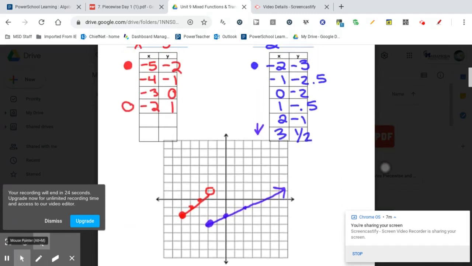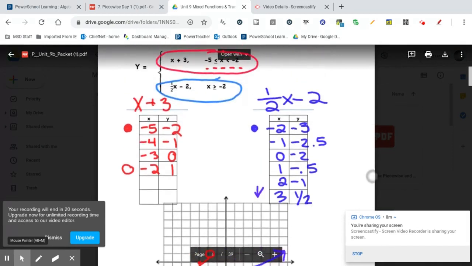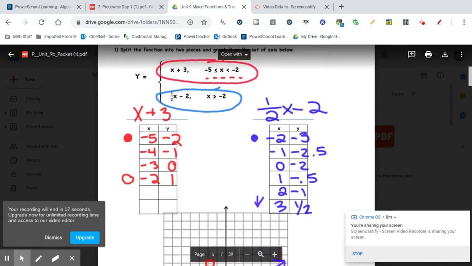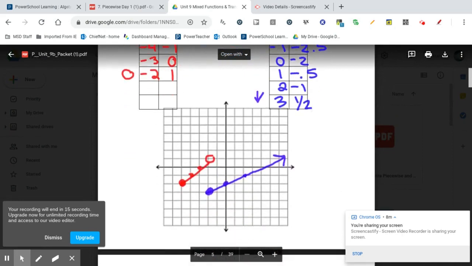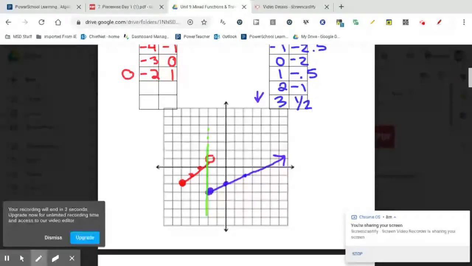Okay, and that is your piecewise function. It's actually so much easier than it looks. You're just going to graph the functions for whatever domain it indicates. And then that's it. Now it's still a function because if I was going to draw a straight line there, it's still going to pass the vertical line test because technically right here, it only hits at one spot.